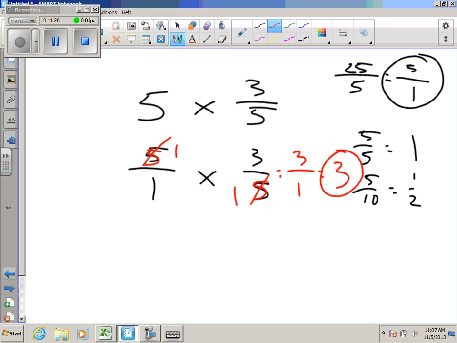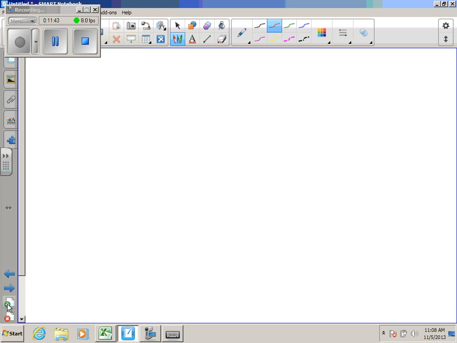Doesn't 1 have something common with 3? Yeah, 1. 1 divided by 1. 3 divided by 1. So that's why we didn't touch it, because it's going to stay the same. Yeah, we're going to do plenty more.